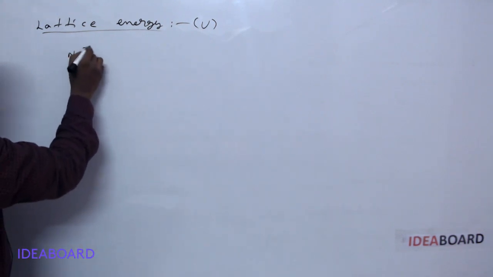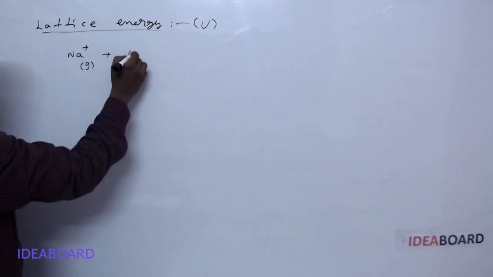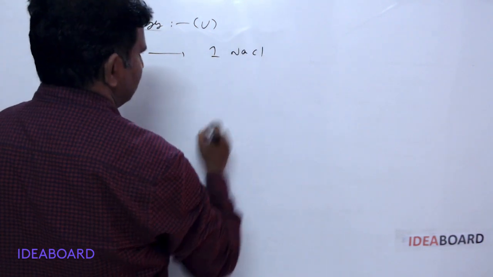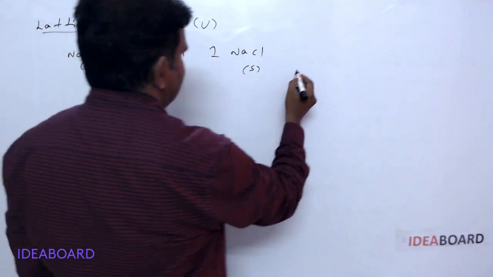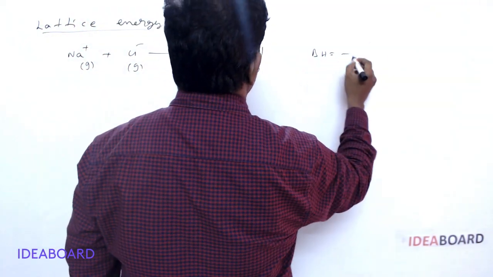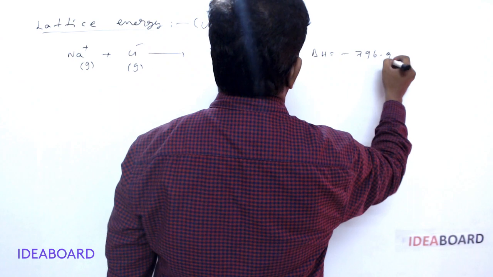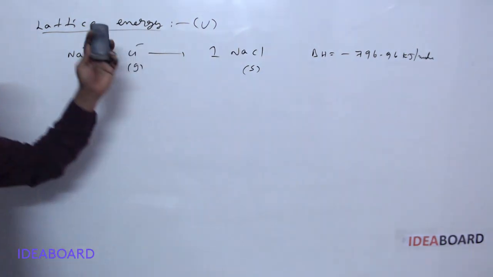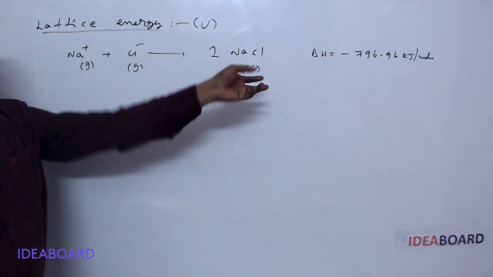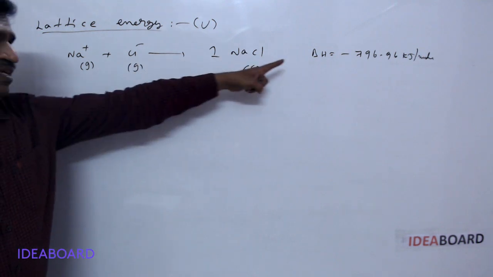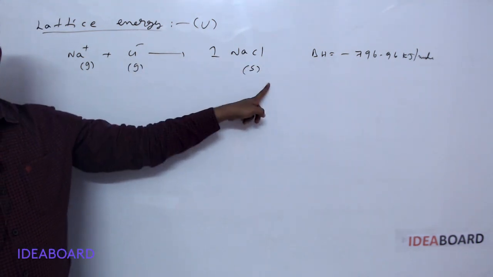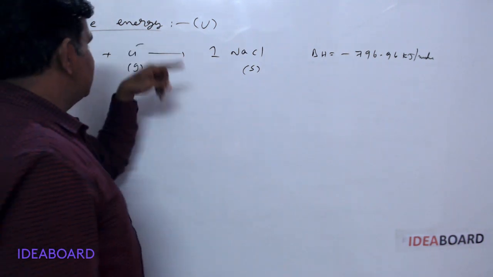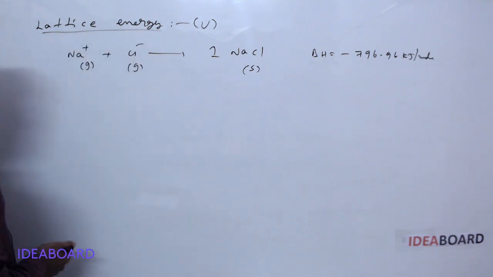For example, Na plus gaseous ion is combining with Cl minus gaseous ion to form 1 mole of NaCl in solid state, and here the delta H is equal to minus 796.96 kilojoules per mole. This energy is called lattice energy or crystal lattice energy. The amount of energy released during the formation of one mole of ionic compound from oppositely charged gaseous ions is called lattice energy or crystal lattice energy.